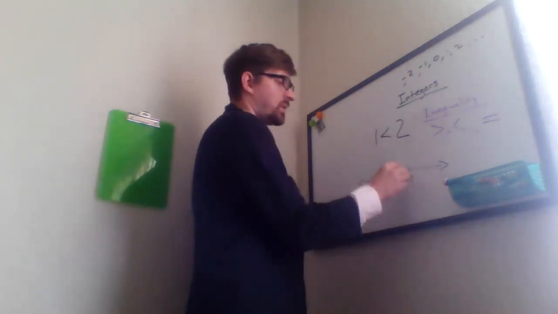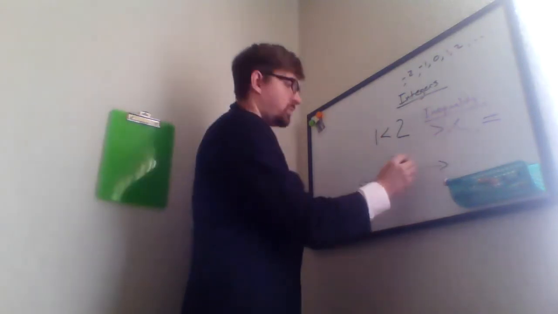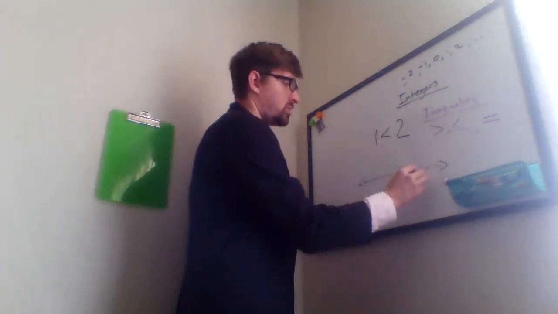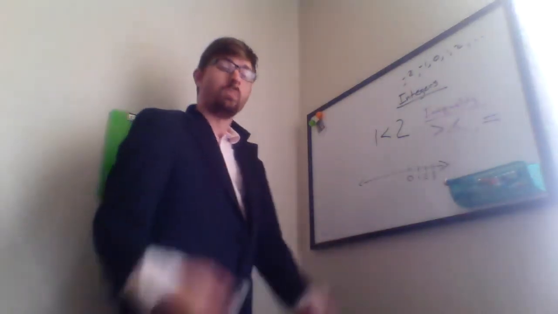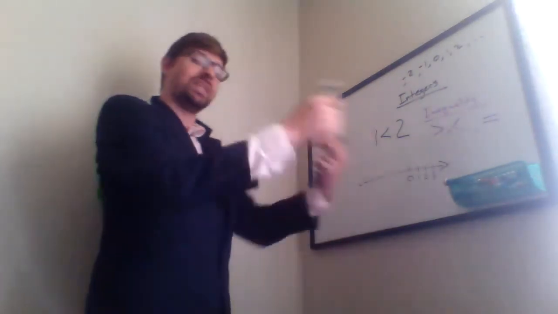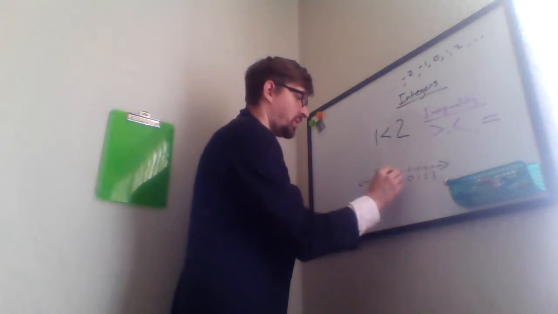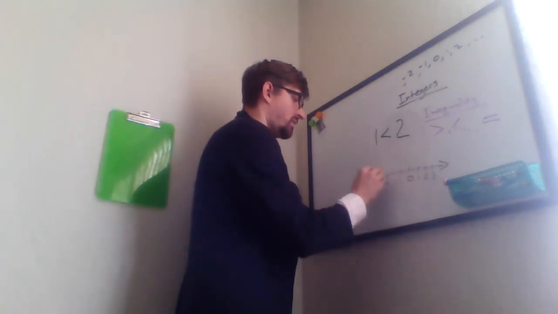Okay, so to the right of 0 is going to be 1, 2, 3, and so on, right? Because we're in integer land, to the left of 0 is going to be -1, -2, -3, -4, and so on.